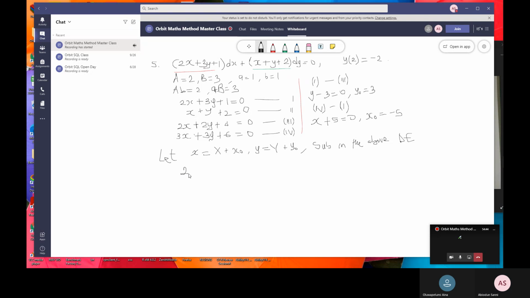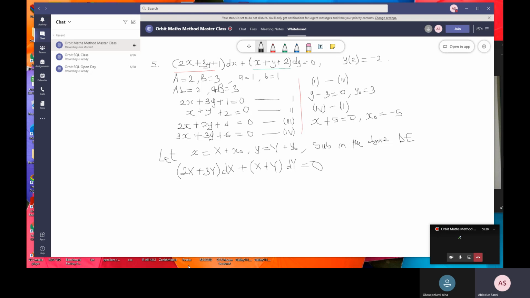So I'm going to have 2 capital X plus 3 capital Y, dx, that's capital dx, plus x plus y. By the time you substitute, that's what you are going to have eventually. So I don't want to go through the stress of having to write it again. So x plus y dy is equal to 0. So in this format, I already have a homogeneous equation like this.